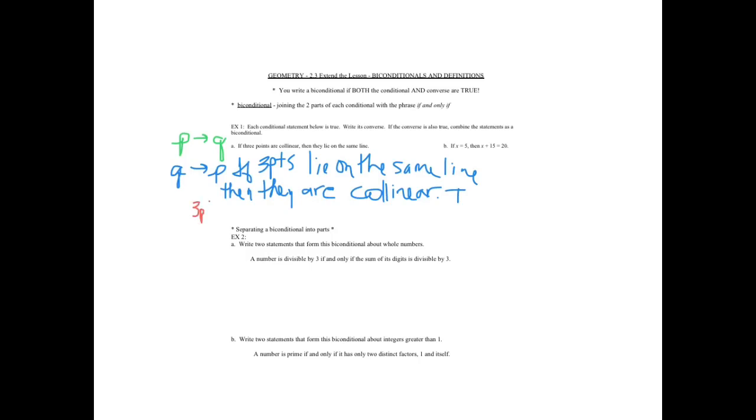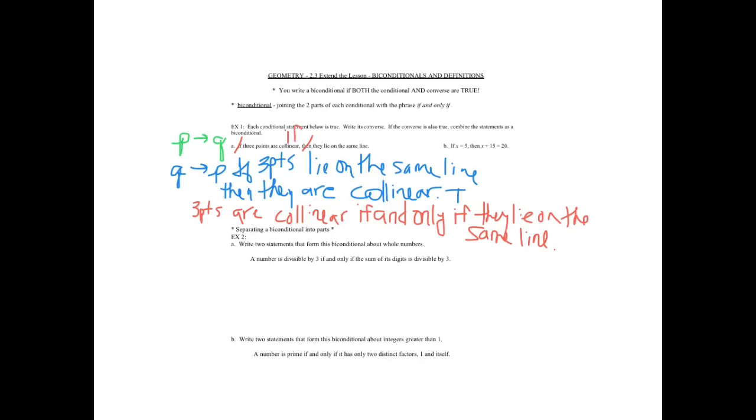3 points are collinear if and only if they lie on the same line. So you replace the if and the then with if and only if.